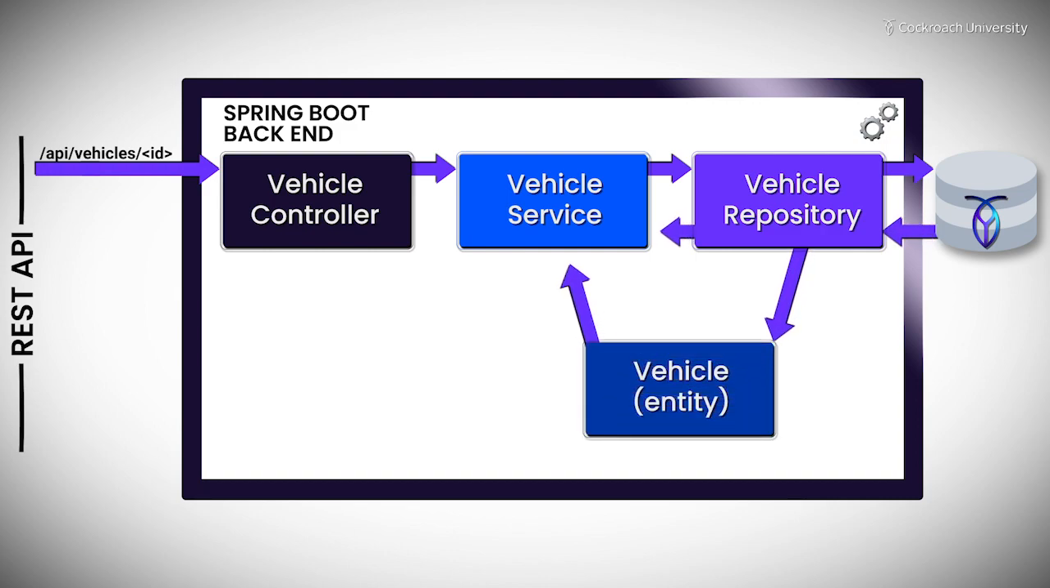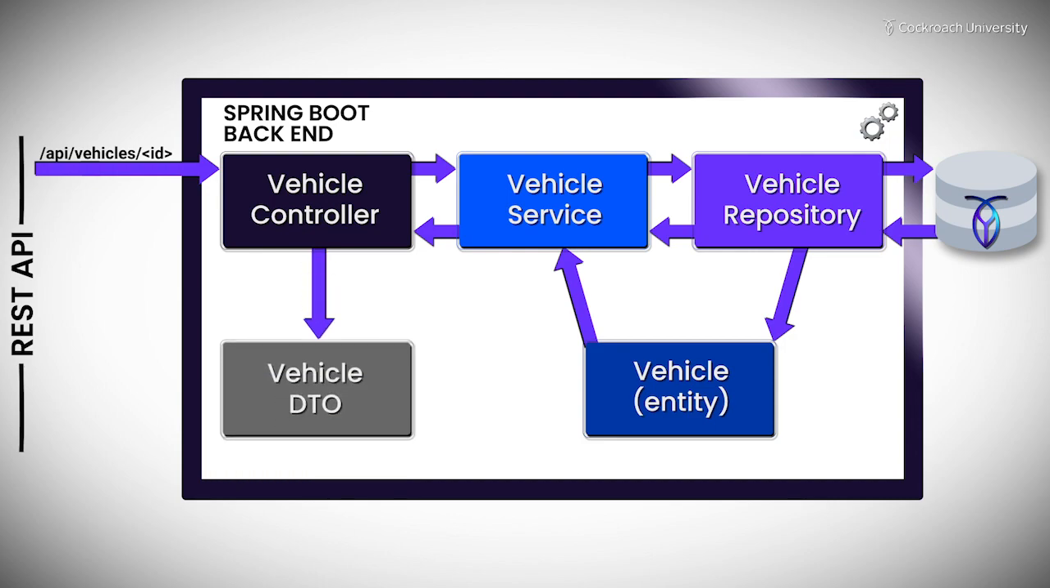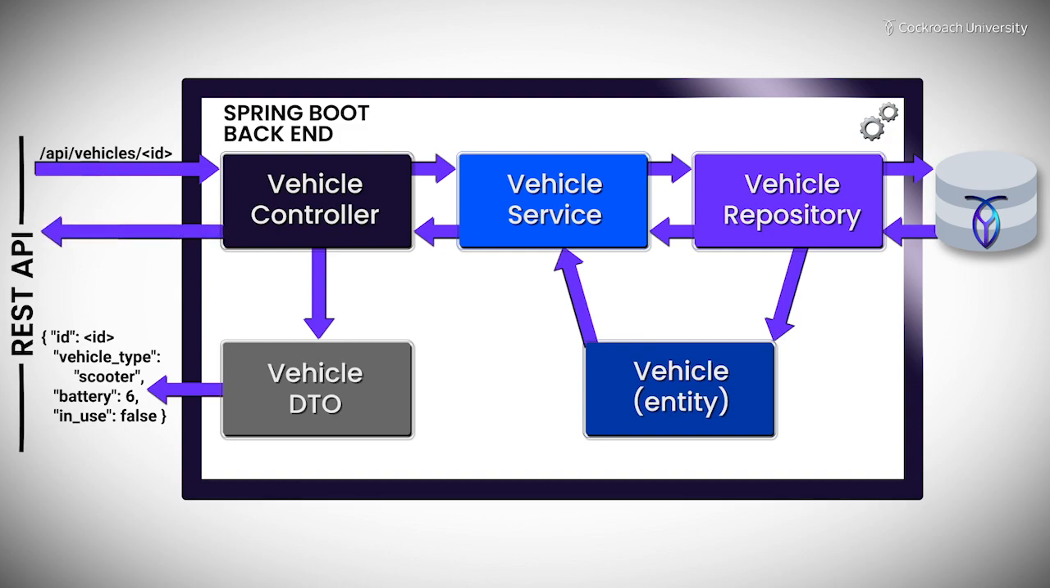So the vehicle service performs a database read operation, which copies the requested data from the vehicles table into a vehicle entity object. The vehicle service passes that object back to the controller, which wraps the data in a DTO, a data transfer object. The DTO allows the controller to serialize the data into a string containing a JSON record and pass that back to the front end, which will deserialize and display the vehicle details to the web application user.